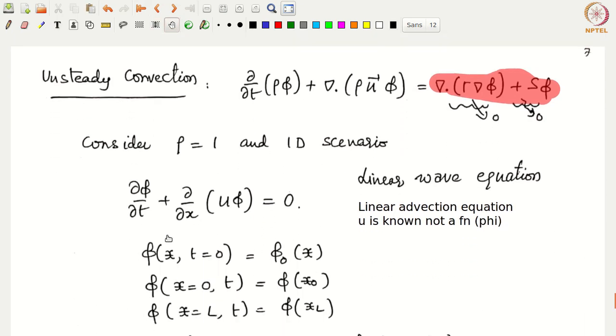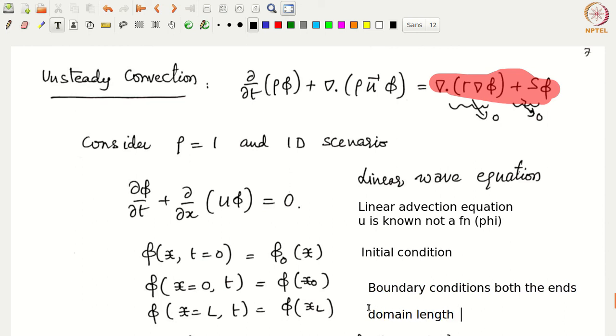Then what do we need to solve this equation? This equation is basically a first order equation, with one time derivative and one space derivative, so it would require one initial condition, that is, a specification of phi 0 over the entire domain. And then it requires boundary conditions at both ends of the problem, right? If you have a domain of length L, then we would need boundary conditions at x0 and xL, okay?